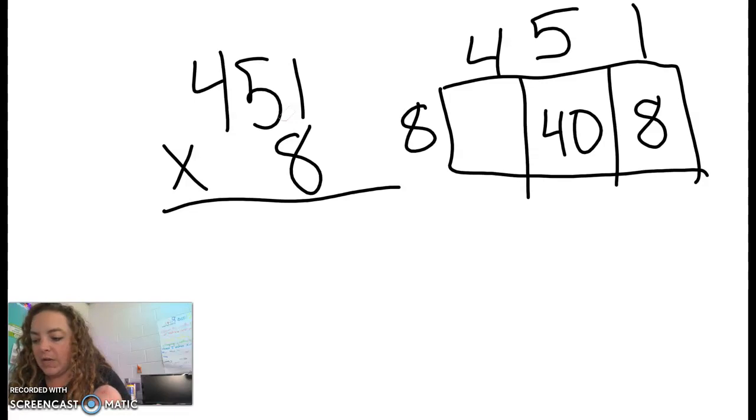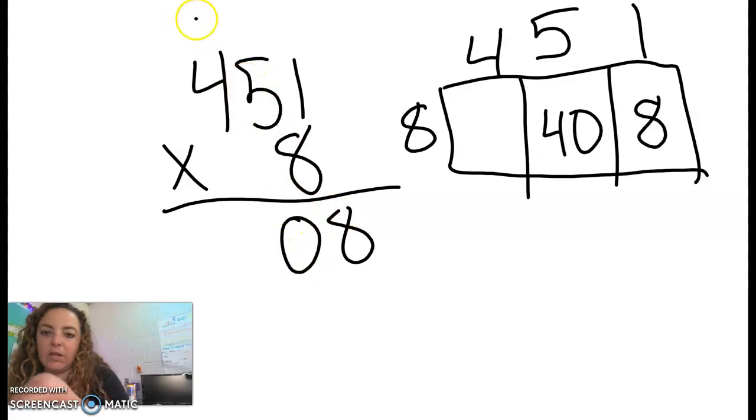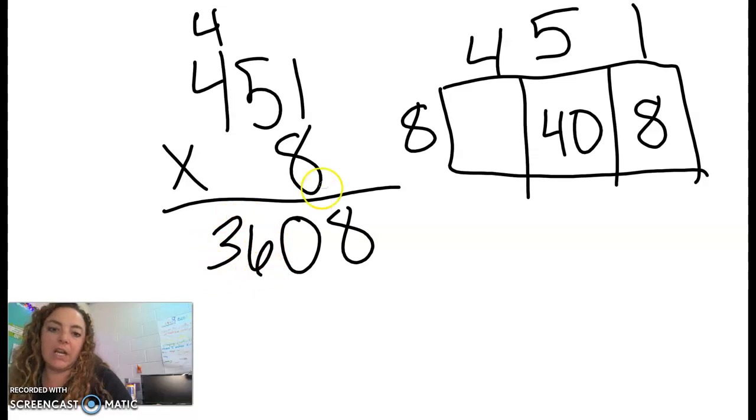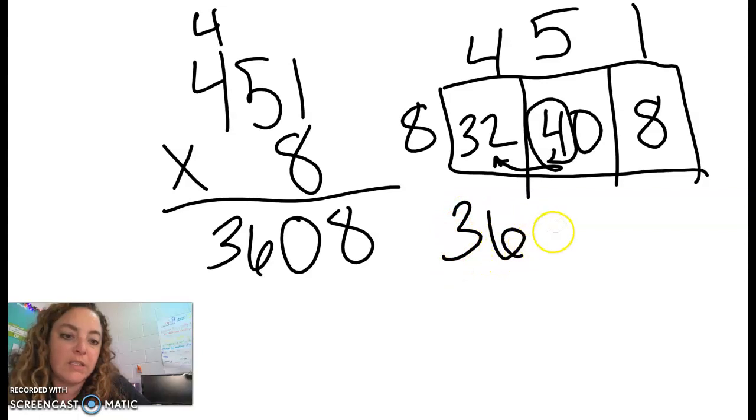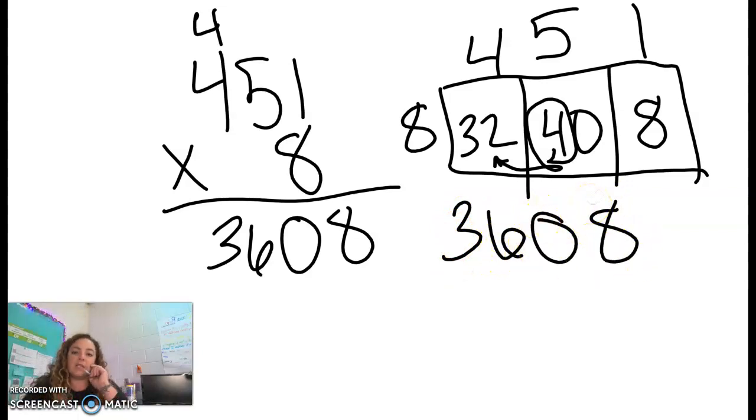And so I'm going to do it over here as well. And so when I do that traditional algorithm, right, I get 8, I get a 0, I carry my 4, I get 32, 36. Okay, so 32. Sorry, I didn't put that in there. And then I just add up these numbers. But I have to think about my place value. And so this 4 right here is going to bump over to here. I get 3608. What do you know? It's the exact same number. And so to me, traditional algorithm or partial products are 2 of the easiest ways.